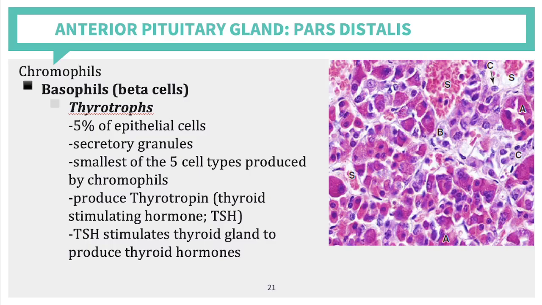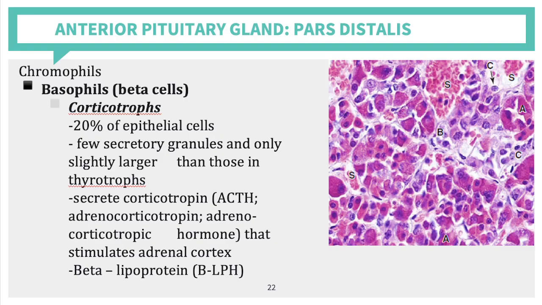Now, let's have your basophils, no? Your basophils, or what we term your beta cells. Thyrotropes, 5% of your epithelial cells. They also contain secretory granules, the smallest of the 5 cell types produced by your chromophils, and they produce thyrotropin, thyroid-stimulating hormone or TSH. Remember thyrotropes, right? And remember, TSH, as I said, will now stimulate your thyroid gland to produce your thyroid hormone. Again, you will also have a discussion of your thyroid gland later. So again, beta cells, basophils, the letter B, lightly stained.